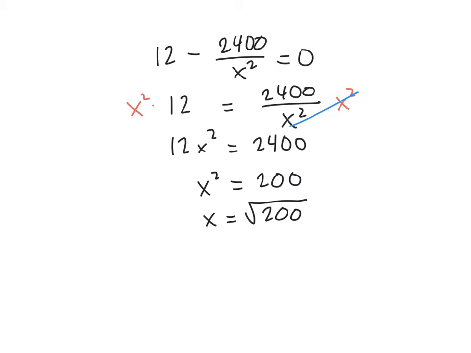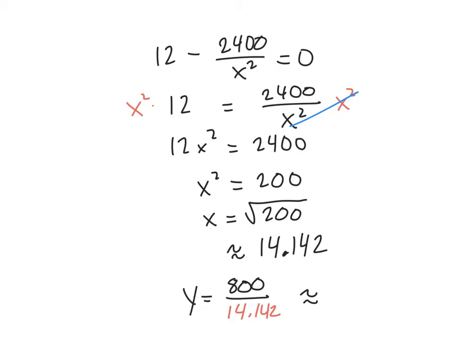And when you crank that out on a calculator, it's approximately equal to 14.142. When you're using approximate answers, just put a little squiggly equal sign there that means approximately equal to. Once you know what x equals, you can plug that value into our y equation. Remember that our y equation was y equals 800 divided by x, so we'll put 14.142 there. And when you divide that, that's approximately equal to 56.57.